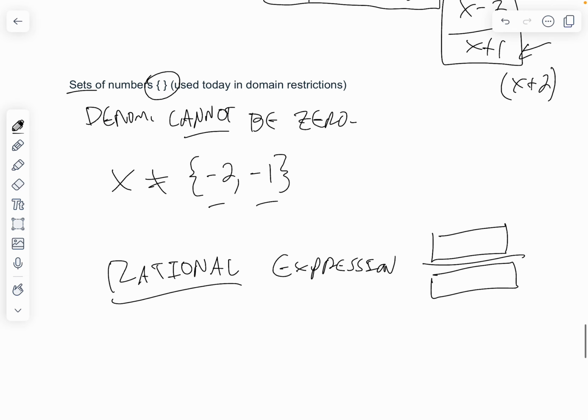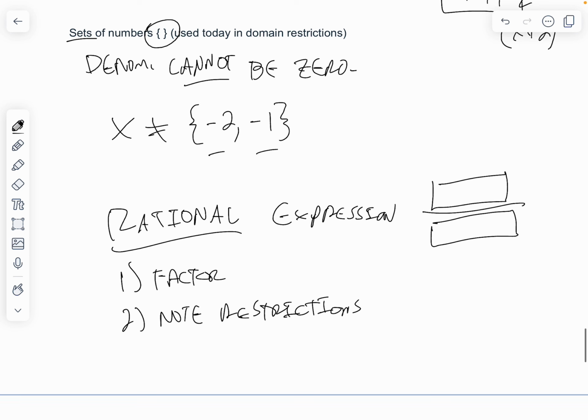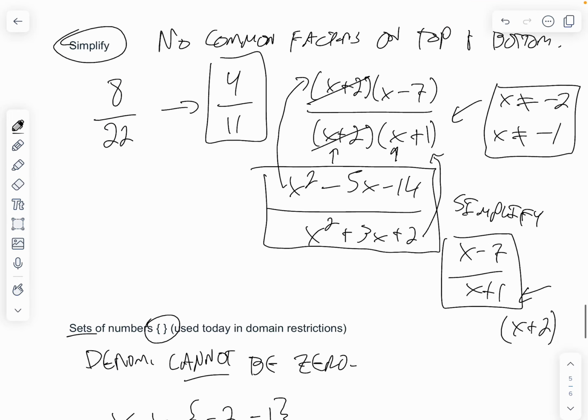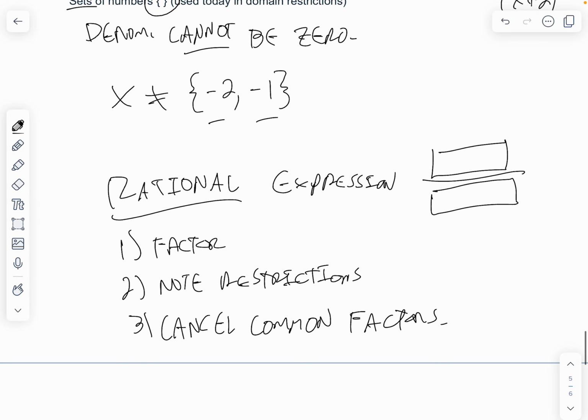And usually what you're going to do is you're going to factor. You're going to note domain restrictions. So you're going to use that set notation to do that. And then you're going to cancel factors, cancel common factors. And that's your simplified form. I believe that's it.